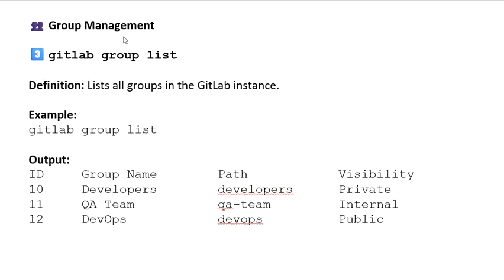And group management. Third command is gitlab groups list, which lists all the groups in the GitLab instance. The example is gitlab groups list, and the output is ID, group name, path, and visibility, shown as IDs and group names such as developers, QA, and DevOps, etc. And the path is shown, and visibility is private, internal, public, etc.